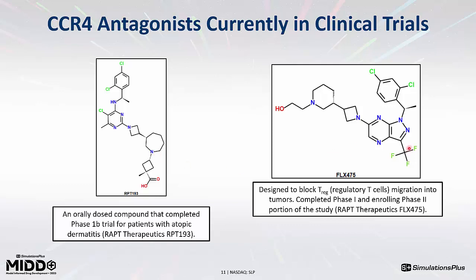The compound on the right contains the pyrazolopyrimidine, similar to the compound from RAP Therapeutics that I showed a few slides ago. The one on the left has completed phase 1b trial for patients with atopic dermatitis, and the one on the right is used in a cancer clinical trial. I would expect both of these compounds to bind to site 1 on CCR4.